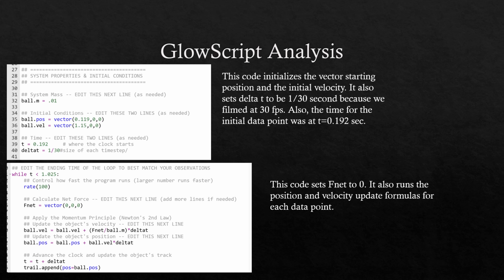And the bottom code shows that Fnet is equal to 0, and runs the position and velocity update formulas. Fnet being set to 0 shows that the velocity update formula essentially just says it's going at a constant velocity. The final equals the initial.